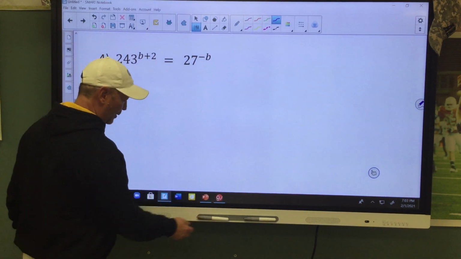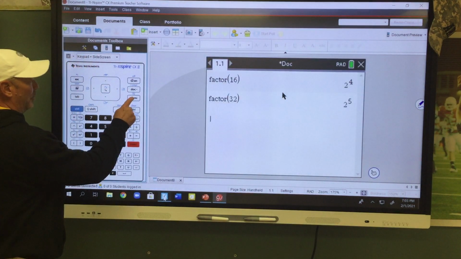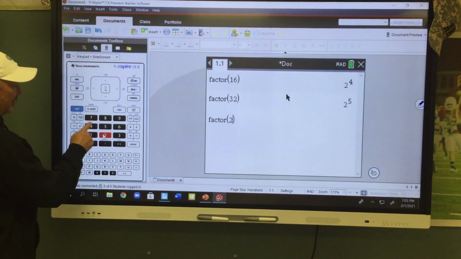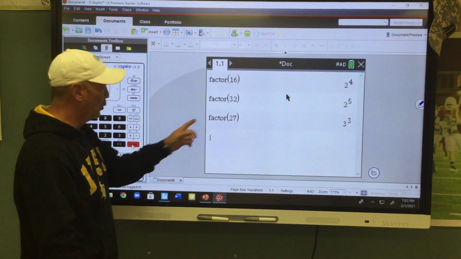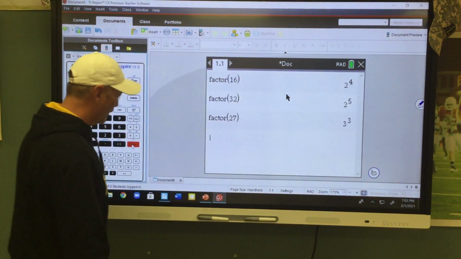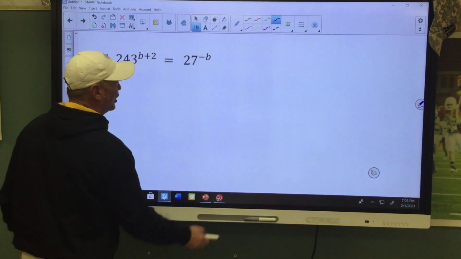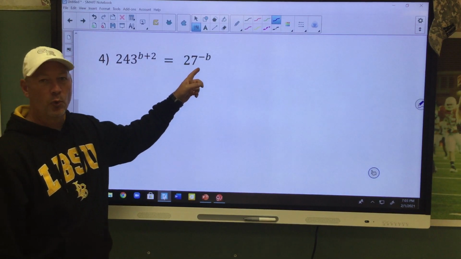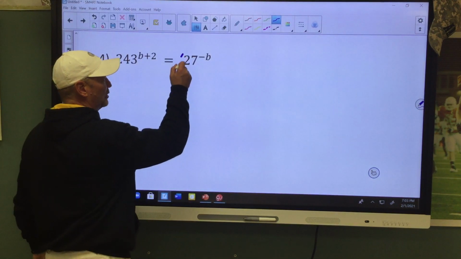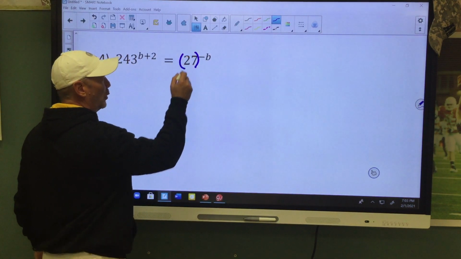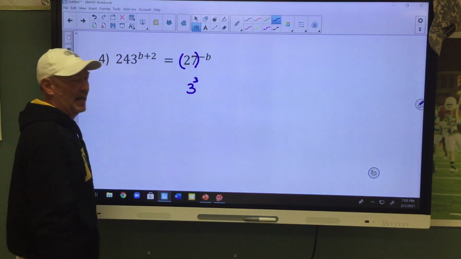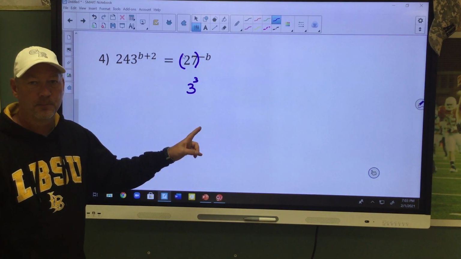All right, 27. So here we go. Menu, number, factor, 27. Enter. So 27 is 3 to the 3rd. Okay? Some of you may already know that, but that's okay. So we're going to come back here, and I know that 27 has an exponent. All I'm going to ask you to do is focus on the 27. 27 can be written as 3 to the 3rd power. That's the same as 27.